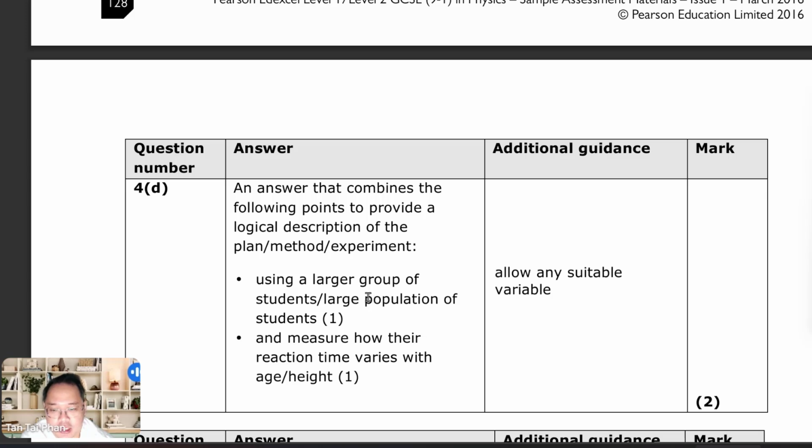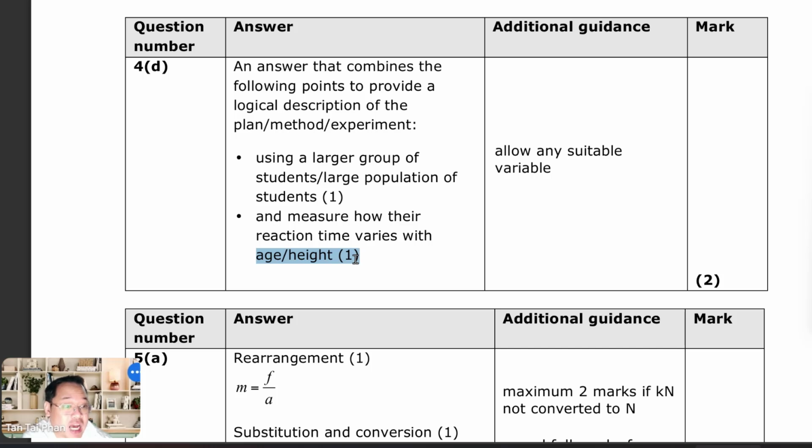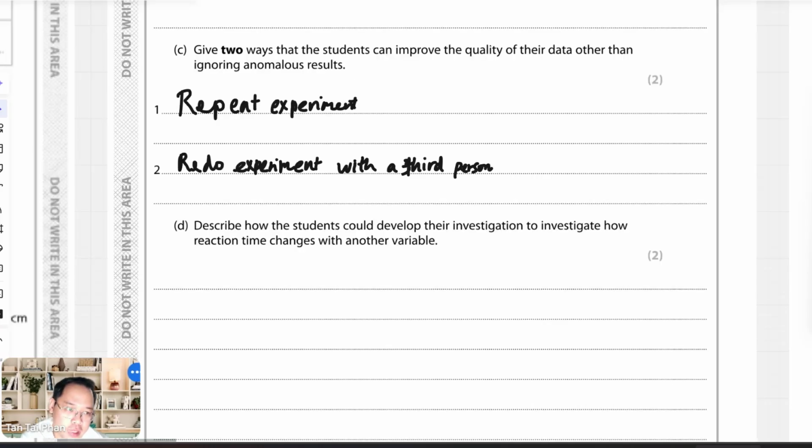Using a larger group of students, a larger population, and measure how their reaction time varies with, here is some idea, age and height. Age is a factor which significantly affects the reaction time. So the idea is that we measure the reaction time of at least 10 different people with different ages, from teenagers 14, 16, to middle-aged people 30, 35, and to some old people 50, 60. Okay. So that we can see if there's some trend, some pattern. For example, if the reaction time increases with the age.